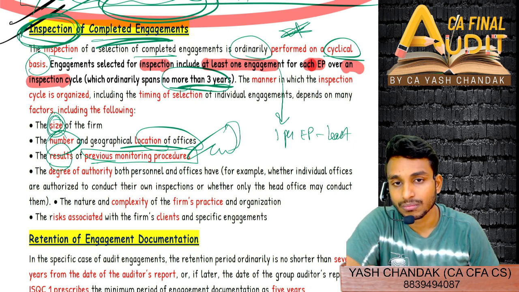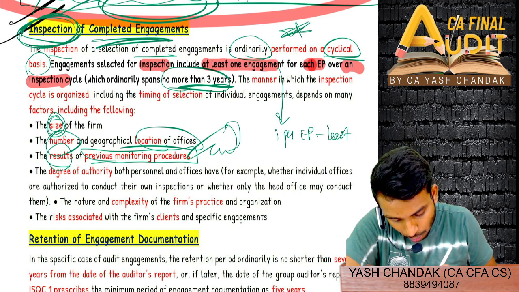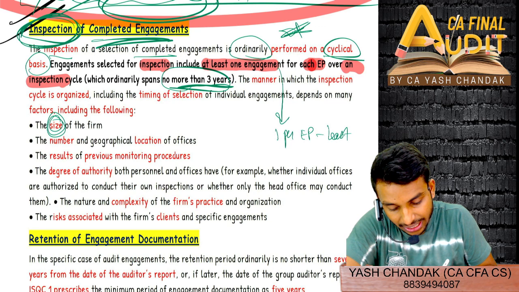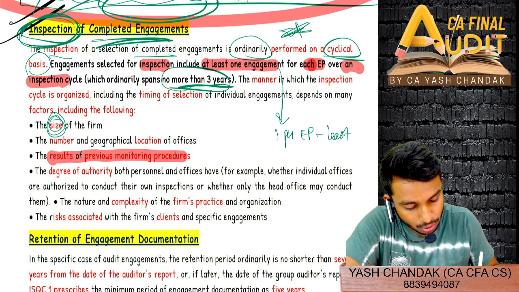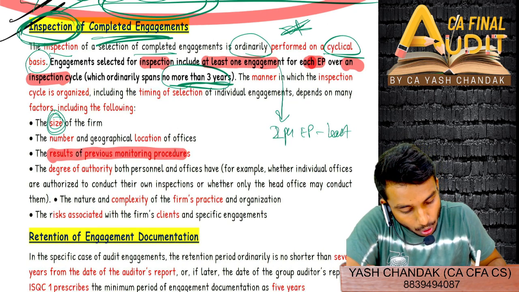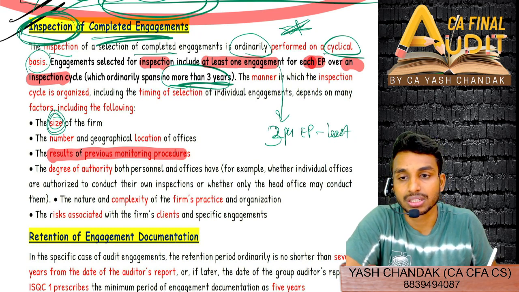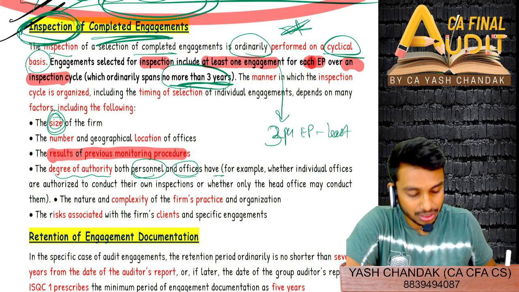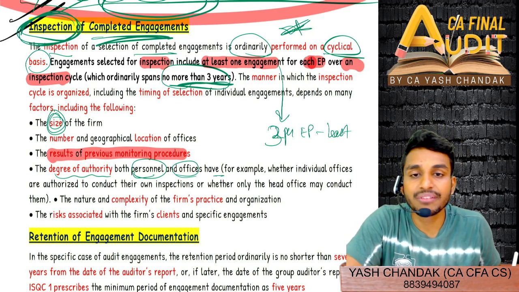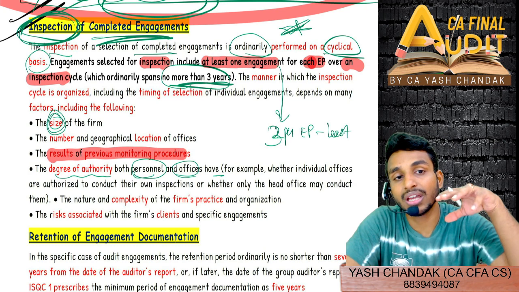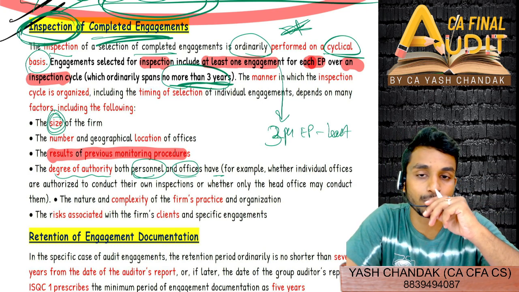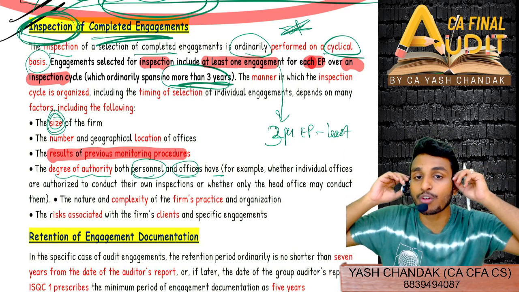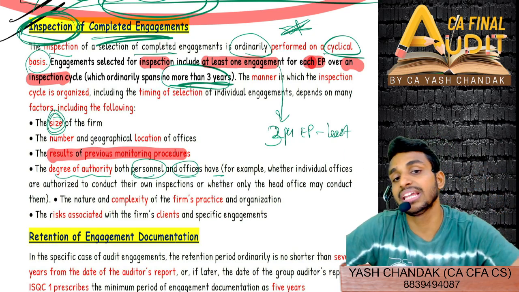Yes, sir. Right? So similarly here also they say that the results of the previous monitoring procedure, if there was an adverse result in the previous monitoring procedure, then this time you might select 2 or even 3 per engagement partner. Correct? And then the degree of authority both personnel and offices have. The example they have given is whether the head office has the authority to perform the inspection of the branches, or the branches on their own have the authority to perform their inspection. So that will again depend.